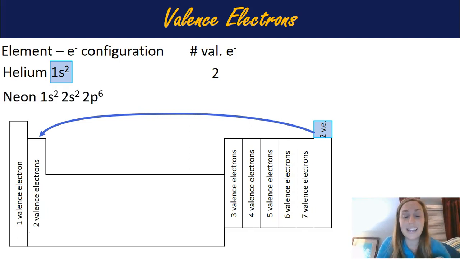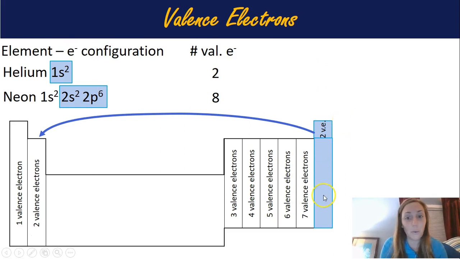Versus the rest of the electrons are more like neon. So neon is 1s2, 2s2, 2p6. So it's got 2 electrons in the s subshell and 6 in the p subshell. So out of this whole thing, you have 8 valence electrons. So the rest of your noble gases are going to have 8 valence electrons.